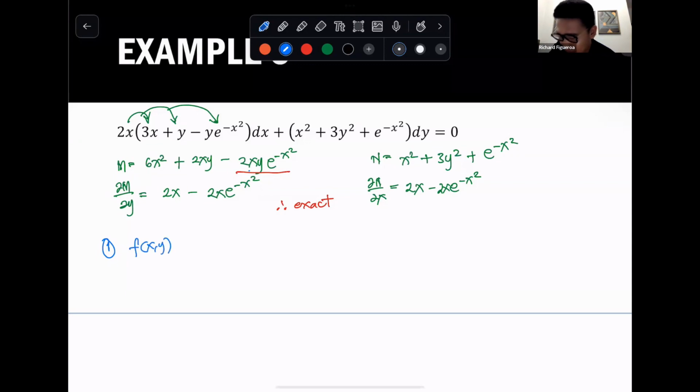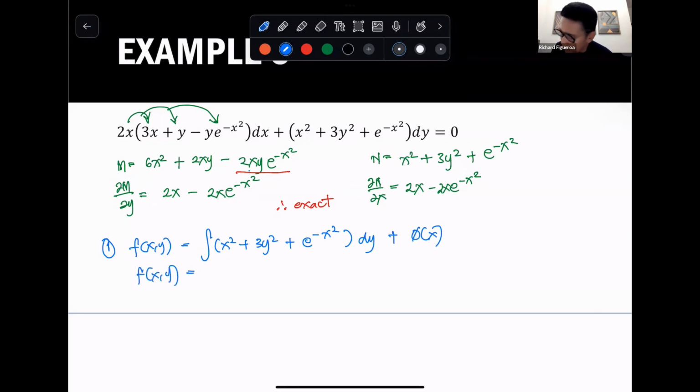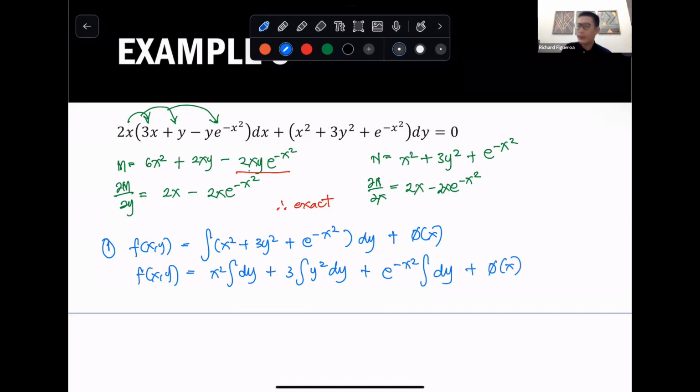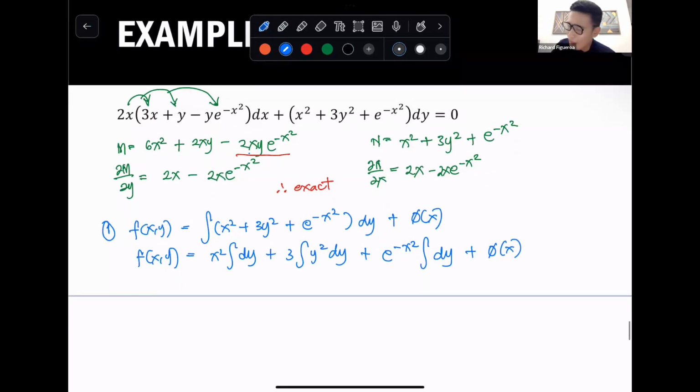So f of x,y equals the integral of x squared plus 3y squared plus e raised to negative x squared, dy, plus p of x. So I distribute that: x squared, the integral of dy, plus 3, the integral of y squared dy, plus the integral of e raised to negative x squared dy, plus p of x. Isn't it easier? Why would I make it hard for myself with the difficult one?